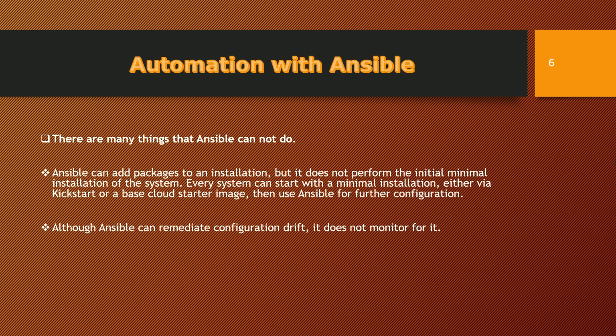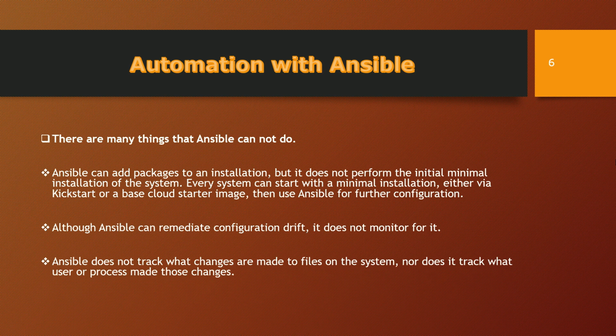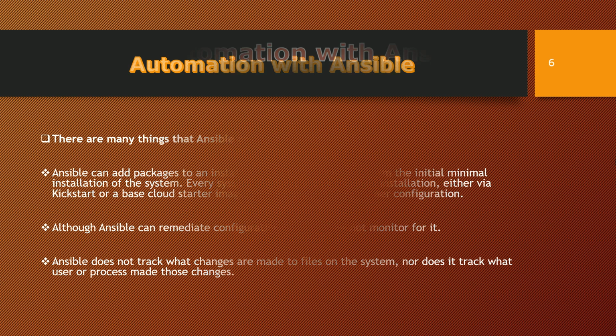Although Ansible can remediate configuration drift, it doesn't monitor for it. You cannot do the monitoring of any servers with the help of Ansible. For that you need Nagios and other tools, but Ansible is not for monitoring. Ansible doesn't track what changes are made to the files on the system, nor does it track what user or process made those changes. So we also need to understand Ansible doesn't track what changes are made to the files of the systems. So these are the limitations we have with Ansible, or you can say these are the things we cannot perform with Ansible.